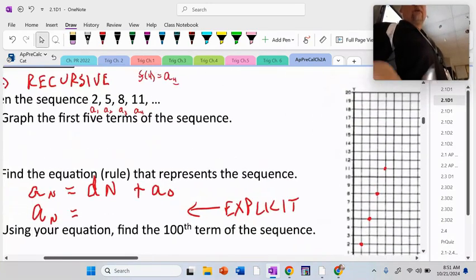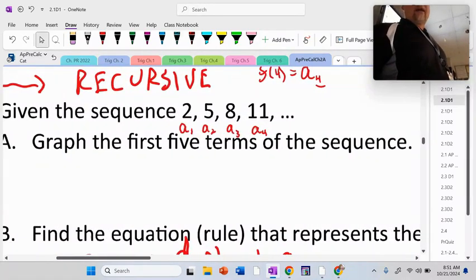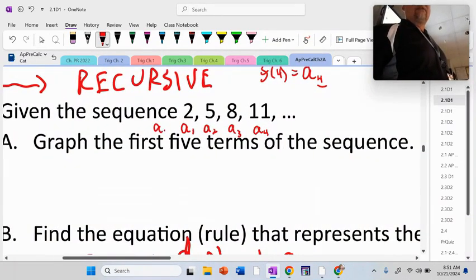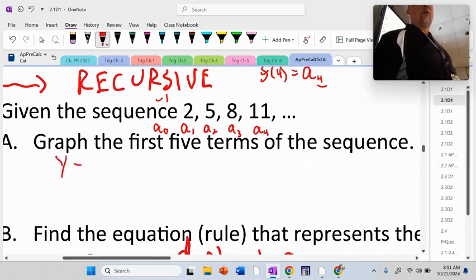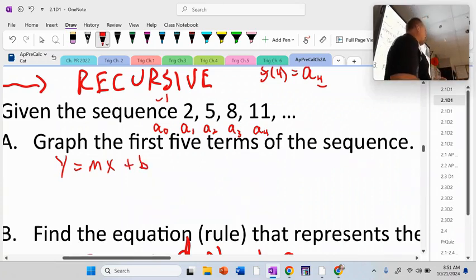Okay, so a sub 0, you could write this up here. A sub 0 then would be negative 1. Then what I could do is think about this as a line. A line, we actually do this tomorrow. A line is y equals mx plus b. Arithmetic sequences are linear.